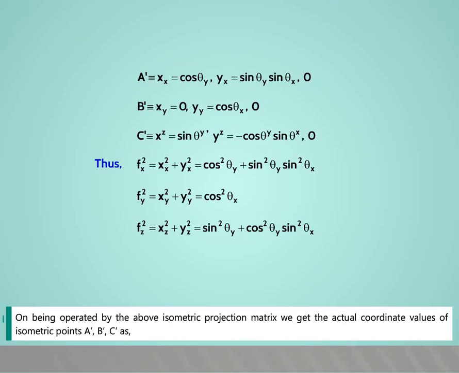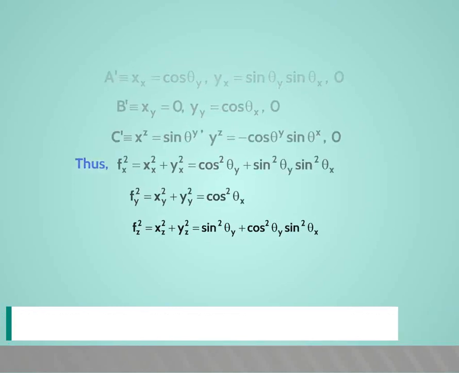Fx square is equal to xx square plus yx square, which is cos square theta y plus sin square theta y sin square theta x. Fy square is equal to xy square plus yy square, which is cos square theta x. Fz square is equal to xz square plus yz square, which is sin square theta y plus cos square theta y sin square theta x.